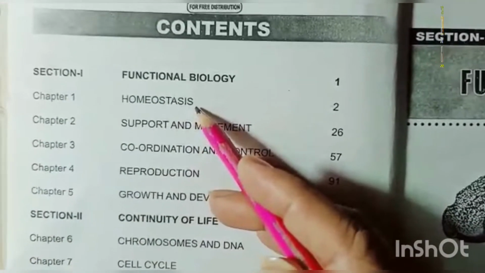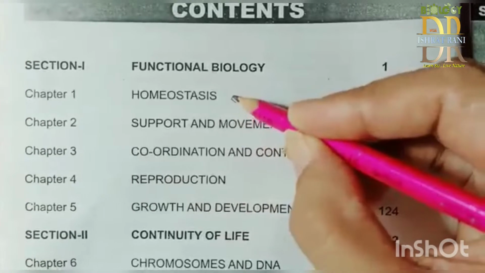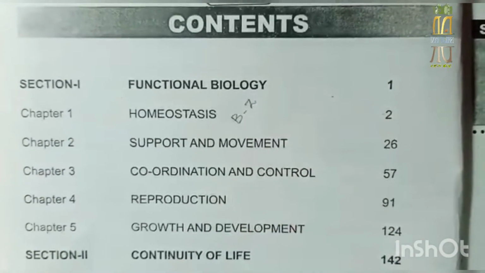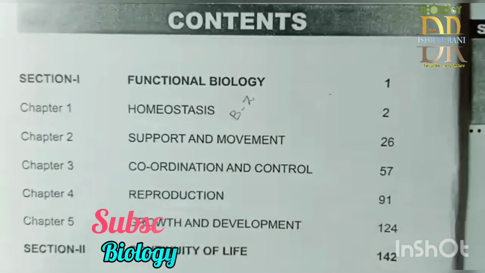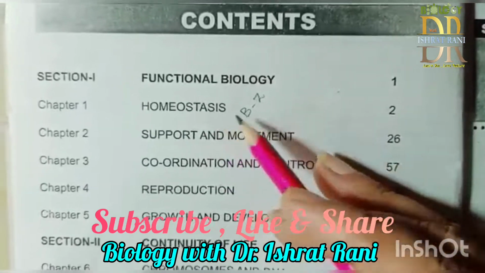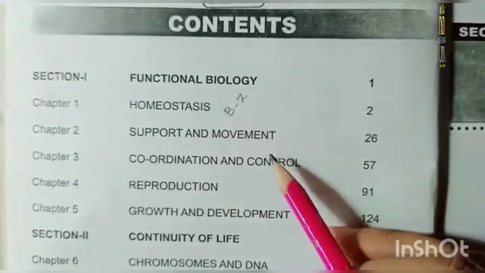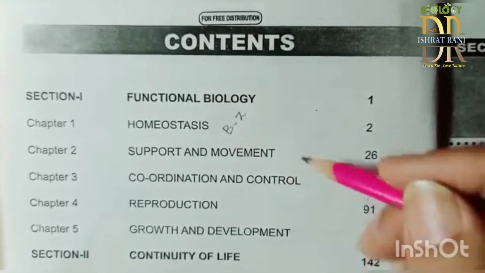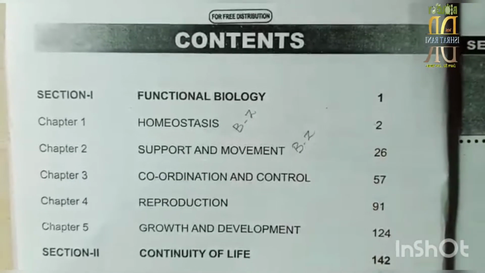In this chapter there are two portions. The first one is of botany and the second one is of zoology, in which you will study the plants, and in zoology you will study the animals. So I will show you the differentiation of chapters as well. The second chapter is sport and movement. In this chapter also you have the first portion of botany and the second portion of zoology.